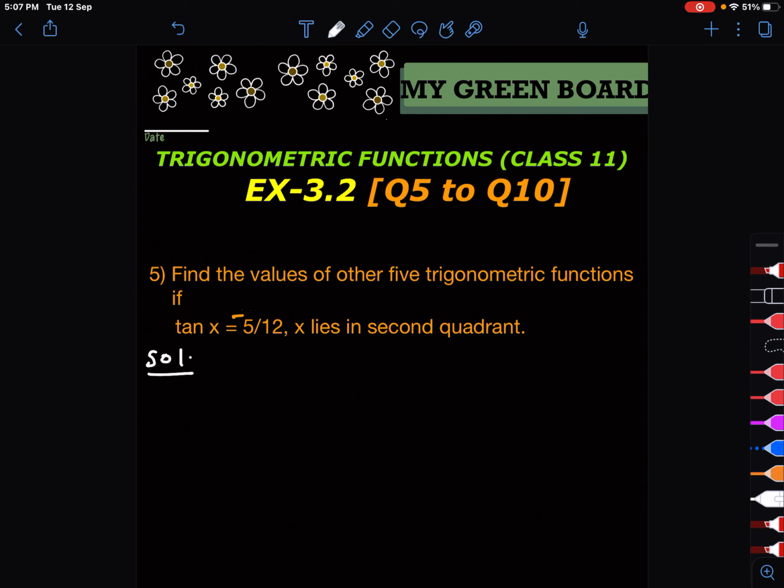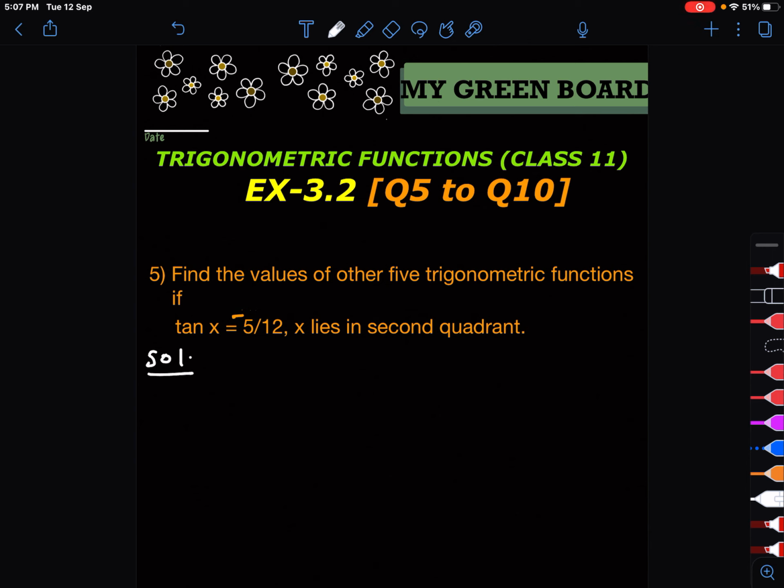Find the values of the other 5 trigonometric functions if tan x is equal to minus 5 by 12 and x lies in the second quadrant. I already told you, in the first quadrant all the trigonometric functions are positive. In the second quadrant only sine and cosec are positive. In the third, tan and cot, and in the fourth, cos and secant. Just keep this in mind, and we have to do the rest of the questions now. I'm just rubbing it off now.